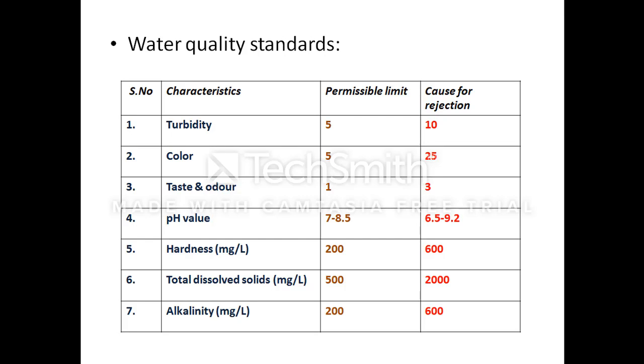Similarly, the hardness of water sample, it should be 200 mg per liter, but not greater than 600 mg per liter. The total dissolved solids should be less than 500 mg per liter, but not greater than 2000 mg per liter. The alkalinity of water sample should be less than 200 mg per liter and not greater than 600 mg per liter.